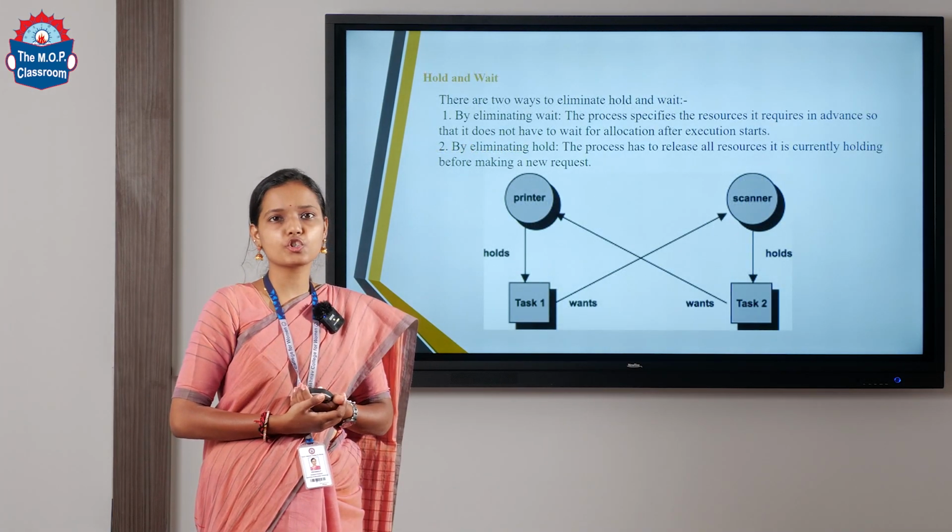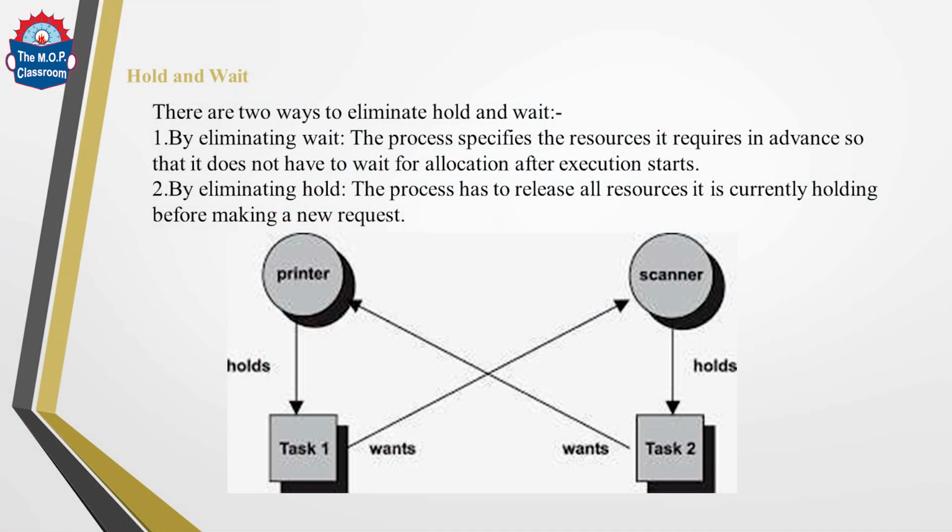So the next prevention mechanism is by violating the hold and wait condition. There are 2 different approaches in which the hold and wait condition can be violated. The first approach is by eliminating the wait condition. The process specifies the resources it requires in advance, so it does not have to wait for allocation after execution starts.